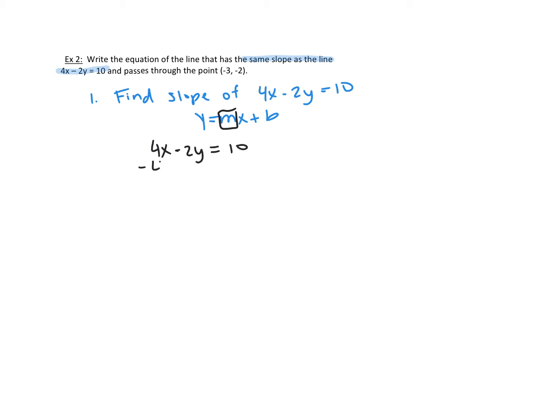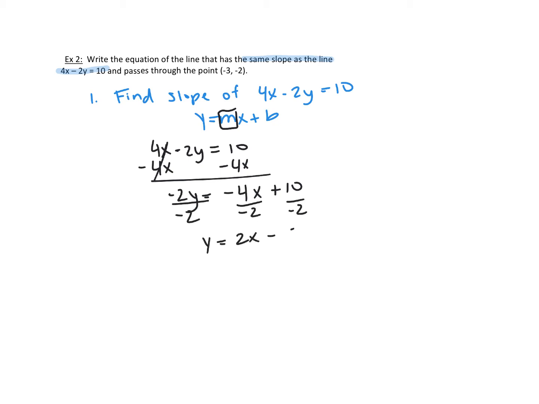So I'm going to take 4x minus 2y equals 10. I'm going to isolate y, subtract 4x. This is going to give me negative 2y equals negative 4x plus 10. Divide everything by negative 2, and so y equals 2x minus 5. So we look at that and we say, which number do I need? I need only the 2, the coefficient of x. That's my m value. Okay, and I'm going to take that, I'm going to put it aside.